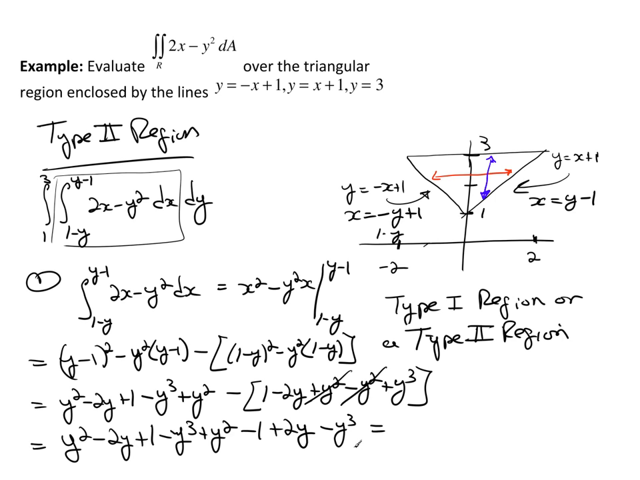Now I'll start collecting like terms. I've got 2 negative y cubed. You see my constants are going to go away. Negative 2y, positive 2y is going to go away. And I have plus 2y squared. So now I need to go ahead and integrate this with respect to y.